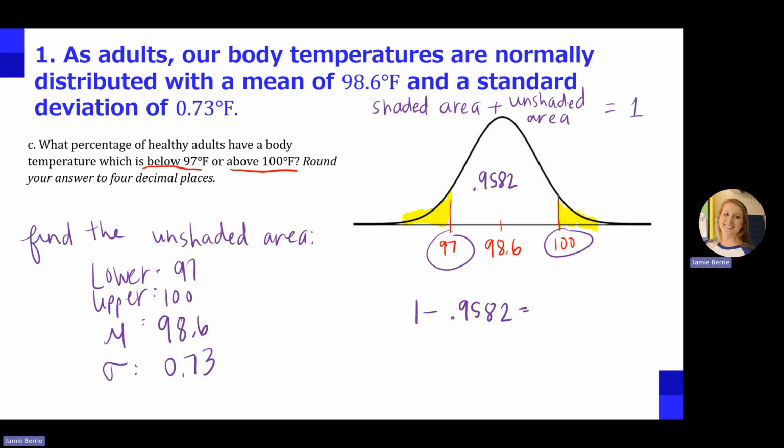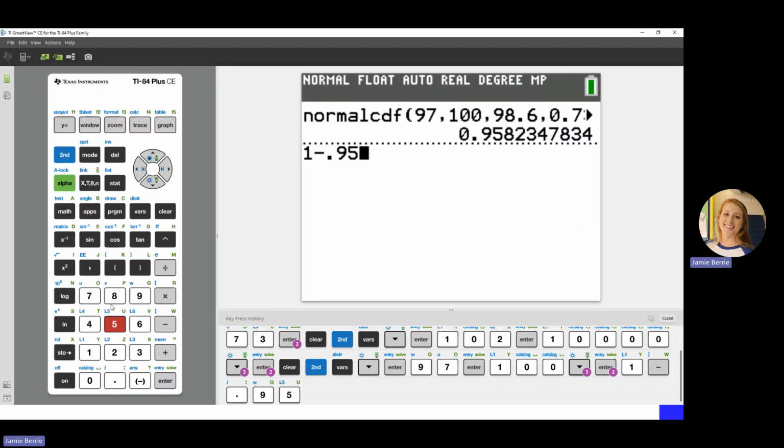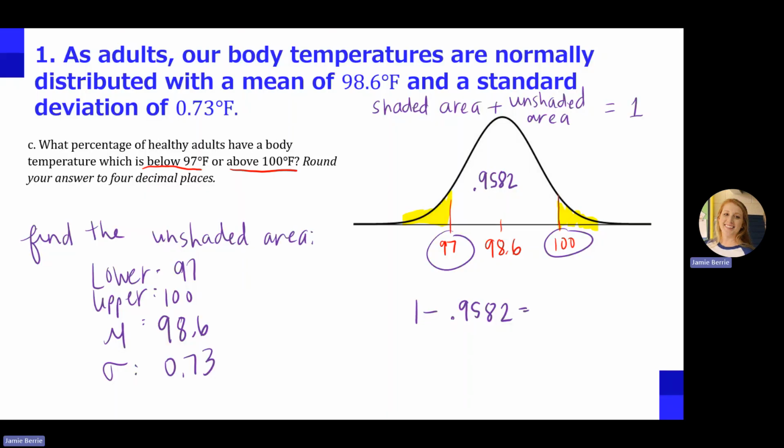So that tells me that my shaded area is going to be 1 minus 0.9582. All right, so let's see what that is. 1 minus 0.9582 is 0.0418. Okay, I was just double checking that. That seemed like a weird number. Okay. We are almost done.